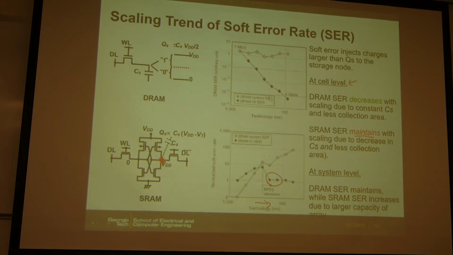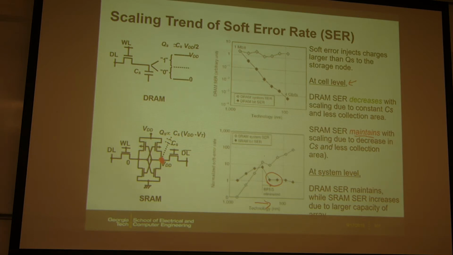But at the system level, as you scale, on the same chip area you have more cells. Each cell will have the same probability to flip, but now you have more cells. Then at the system level, the soft error rate will go up.